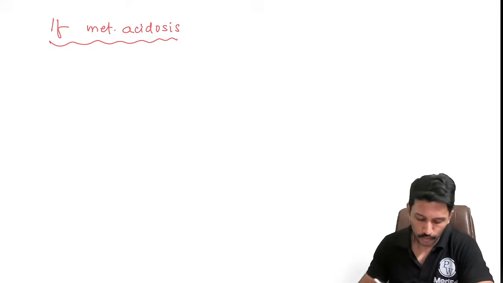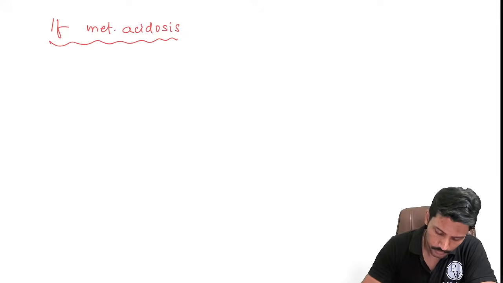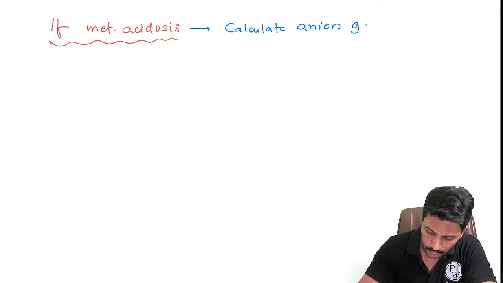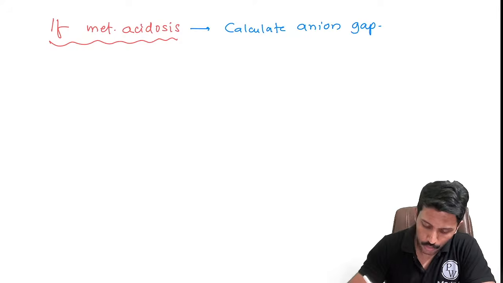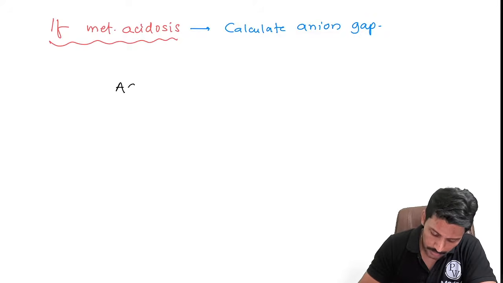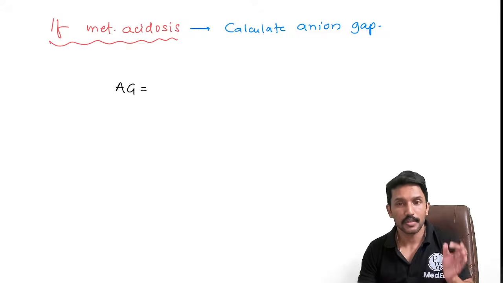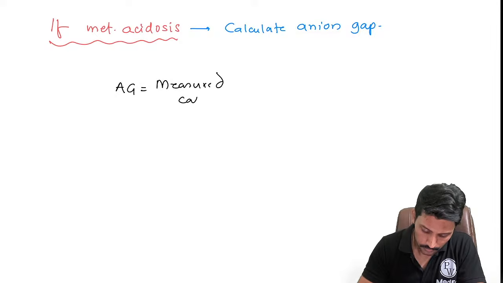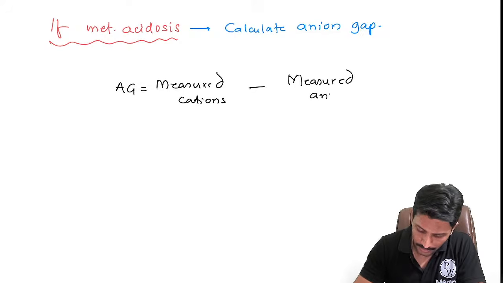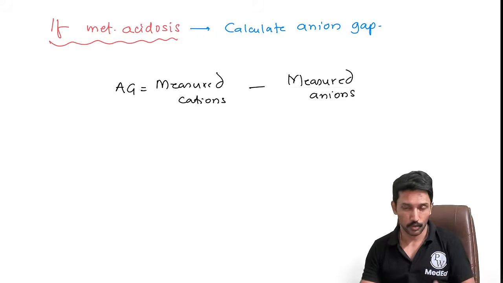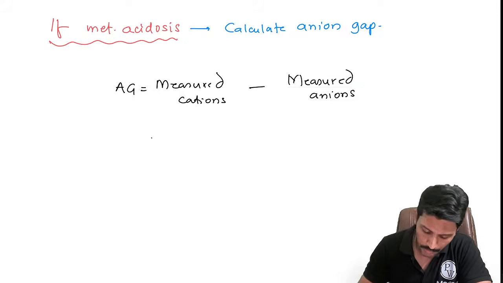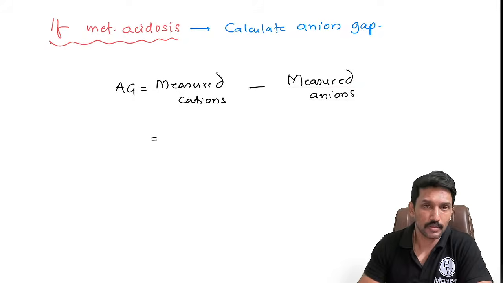So keep it simple. If you have a metabolic acidosis, you have to calculate the anion gap. How do you calculate anion gap? Anion gap is defined as the difference between measured cations and measured anions. Measured cations minus measured anions. Normally there should be zero difference, but we are not measuring all cations and all anions, so we get some difference. What are the major measured anions and cations in the body?